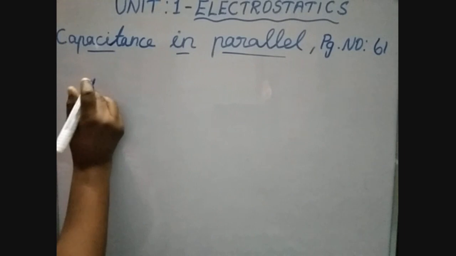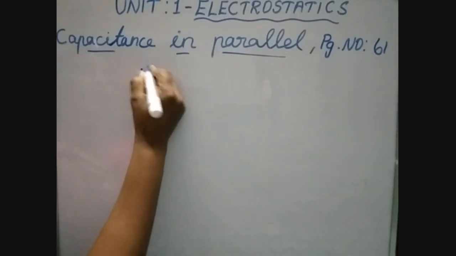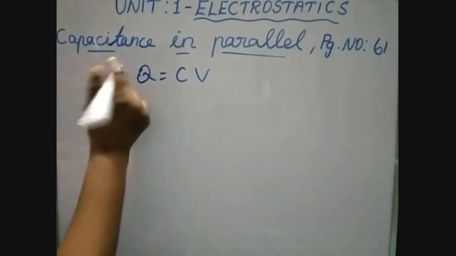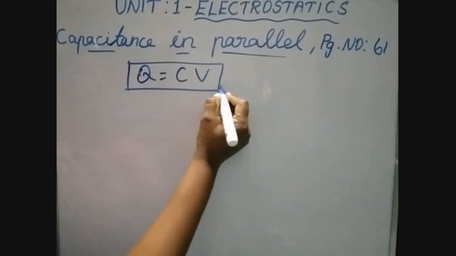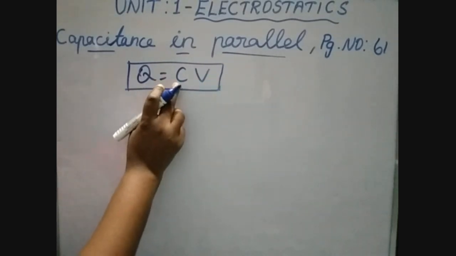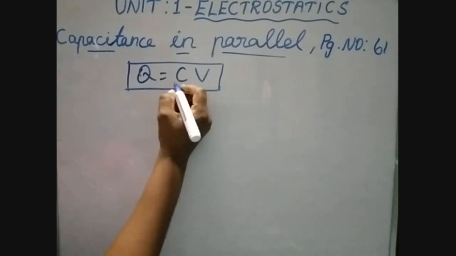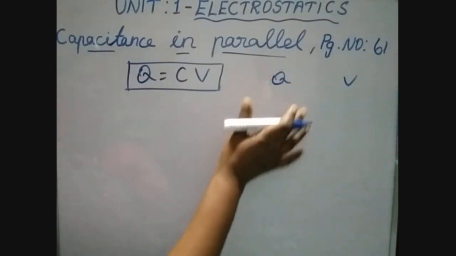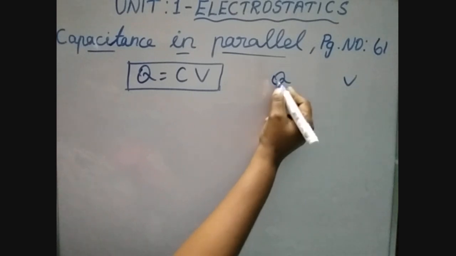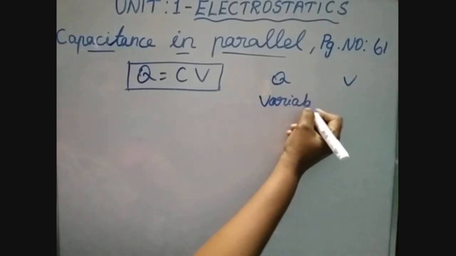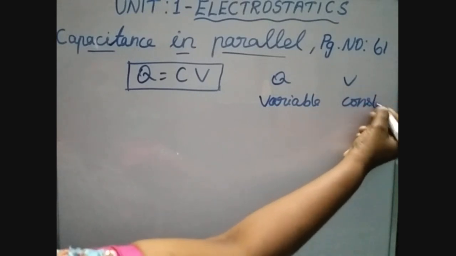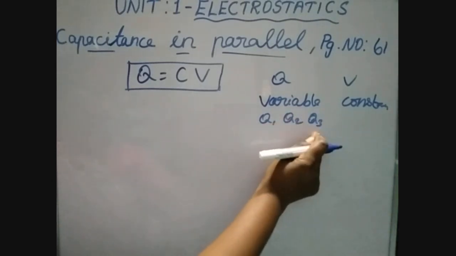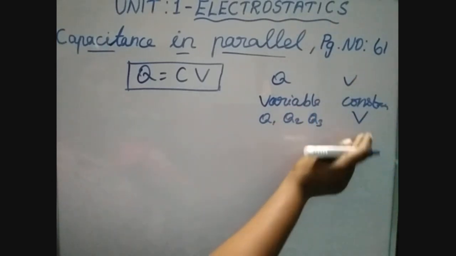Now the general formula for capacitance is Q is equal to CV. This is the general formula for capacitance. This formula you have to memorize. Now we are going to find out the value of C. Except C we have two terms, Q and V. In this case Q is a variable, but V is a constant. Q varies as Q1, Q2, Q3 for C1, C2, C3, but V is the same for C1, C2, C3.